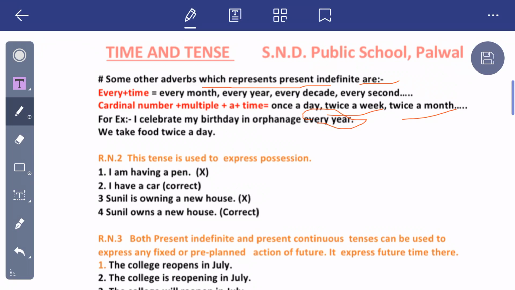Second sentence says we take food twice a day. Now what is given there? It is given twice a day. Because of that we are using only first form here. I hope it is clear to you up to now.